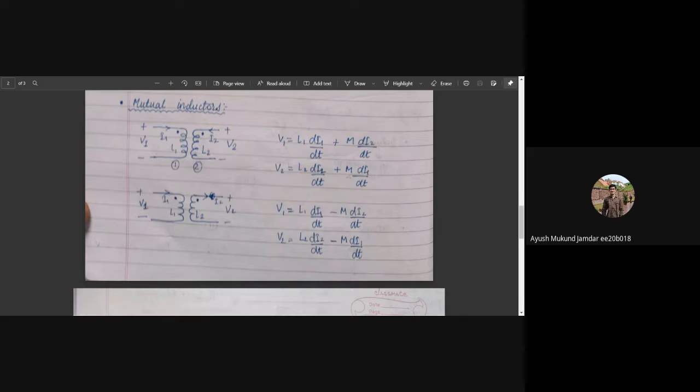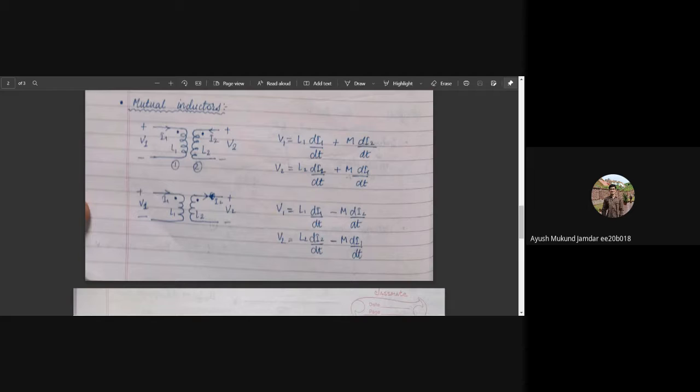That is, the currents are flowing such that one is towards the dot, the other is away from it. And this is opposite type of coupling. And here we will take minus M. So this was the dot convention to avoid ambiguity. Now, once we have labeled the dots and currents, we will have the voltage and current differential equations quite easy and non-ambiguous. That is, the signs of mutual inductances will be clear from this.